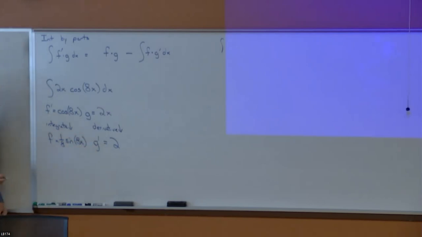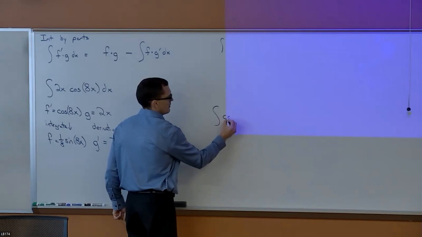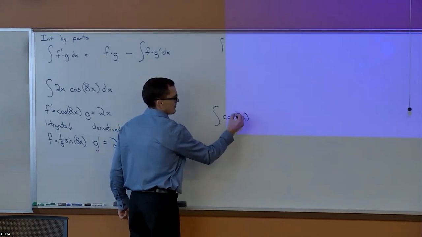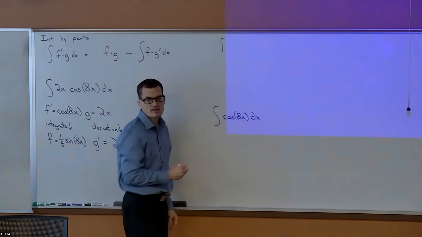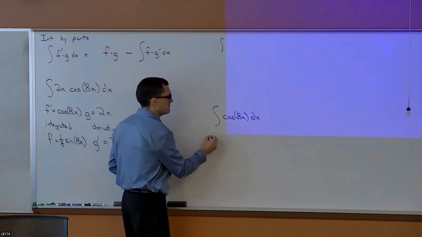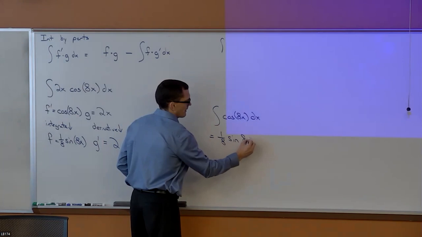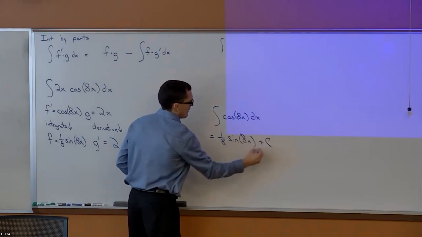By the way, if you didn't know that immediately, that little trick of dividing by 8, you could have also, off to the side, done a u substitution with cosine of 8x, and you would have found out that you do in fact get that.